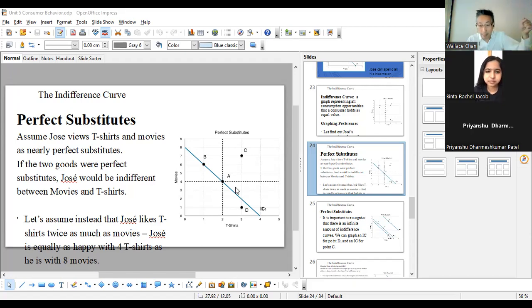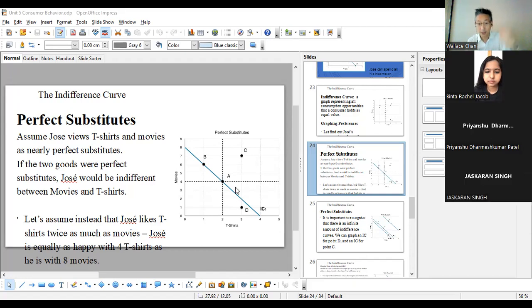Now we're trying to combine the two, utility and budget, and try to see what can give a person the highest level of satisfaction given the limited budget. Okay, now let's take a look at this, what we call a perfect substitute.